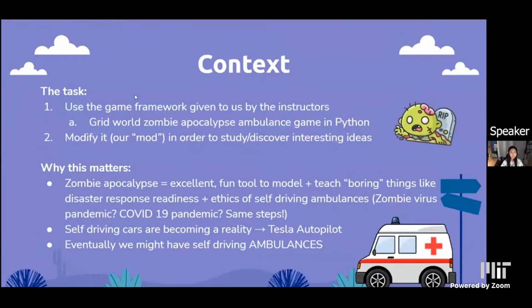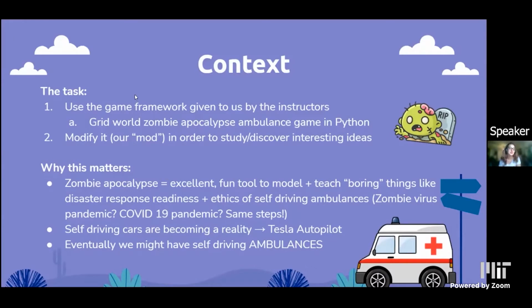Okay, so first off, some context as to what our task was. We were asked to use the game framework given to us by the instructors, which was a grid world zombie apocalypse ambulance game in Python, and we were asked to modify it using our mod in order to study and discover interesting ideas. This matters because a zombie apocalypse, while it seems silly, is an excellent and fun tool to model and teach boring things such as disaster response readiness and the ethics of self-driving ambulances.